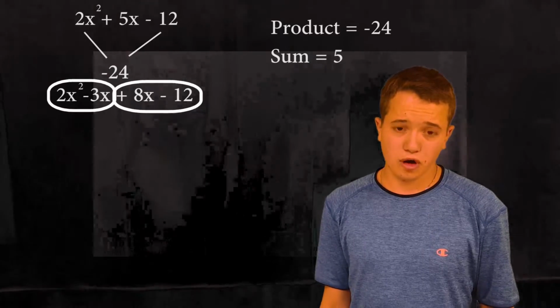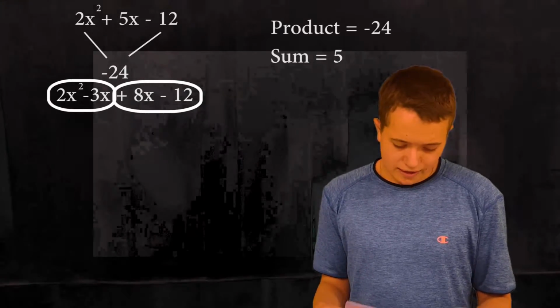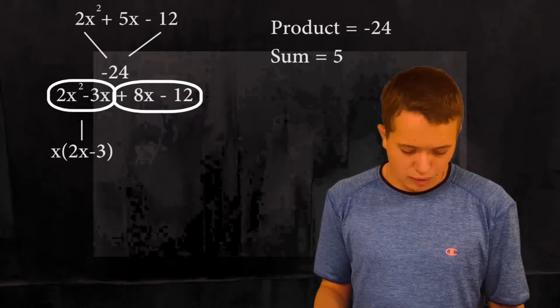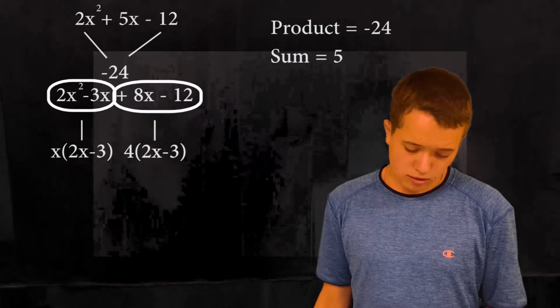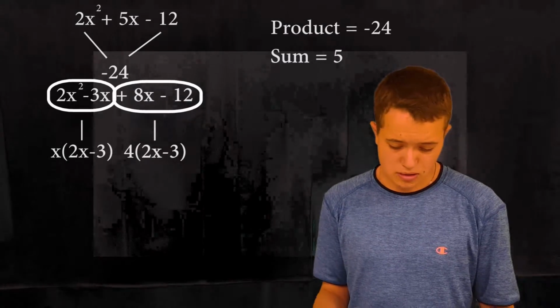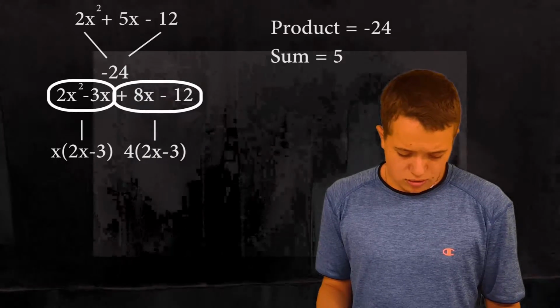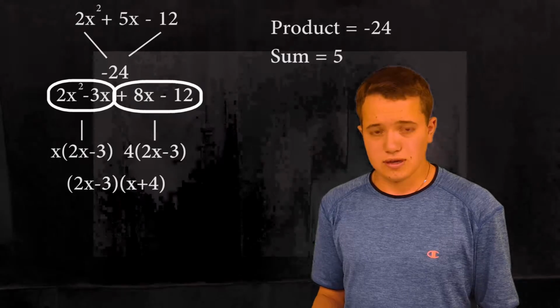Now you start looking for common multiples to take out of each. You can take an x out of the first group, and you can take a common multiple of 4 out of the second group, giving you x(2x - 3) and 4(2x - 3). Once you group the coefficients together, you get the answer (2x - 3)(x + 4).